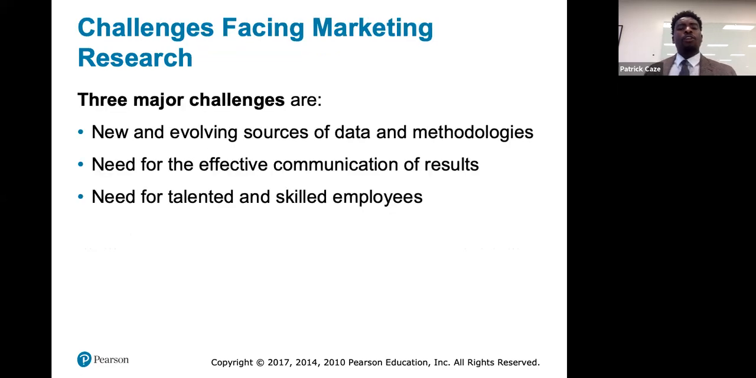Okay. So challenges facing marketing research. Three major challenges are, first, new and evolving sources of data and methodology. This is always the case, I think, as technology is always changing. We are always looking to see where we can get new information and how we can go about getting it. What are the methods we employ to get information?